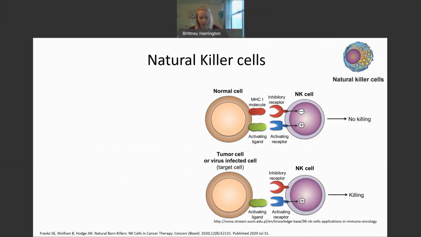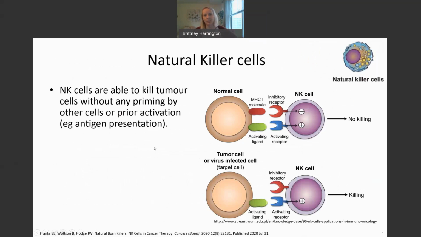So now I want to move on to natural killer cells. There's a lot to cover with these cells. So their name comes from their ability to kill tumor cells or infected cells without priming by other immune cell types. So they don't require antigen presentation like a T cell does. They can kill of their own accord.